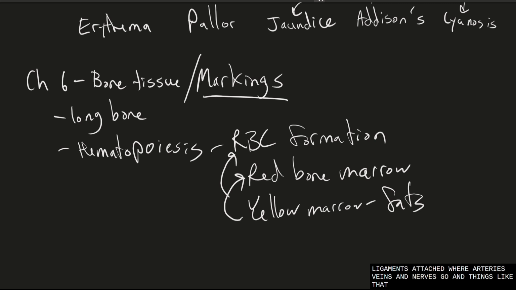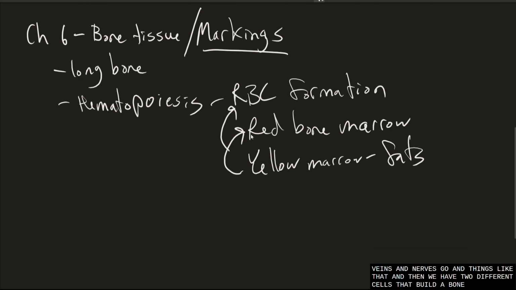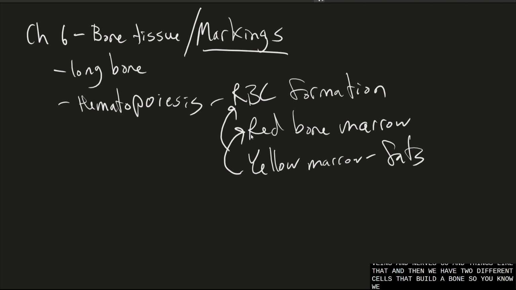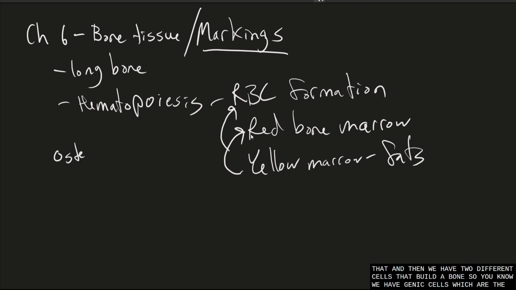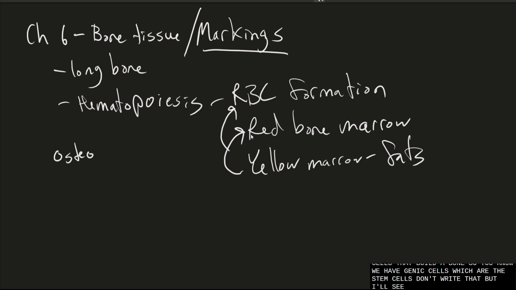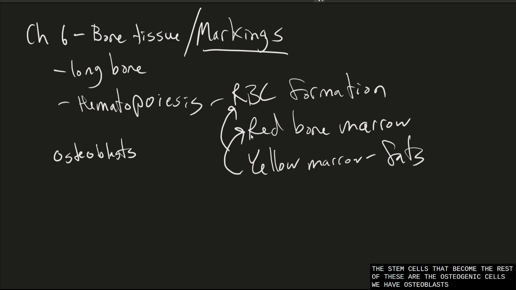And then we have the different cells that build a bone. So, we have osteogenic cells, which are the stem cells. I won't write that, but osteogenic are the ones that are the stem cells that become the rest of these. We have osteoblasts. They build bone matrix or osseous tissue. Osteoclasts eat bone matrix, or it's called bone resorption.